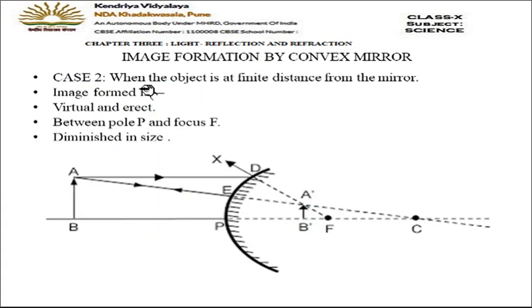Okay. Now let's move on to case number 2. Case number 2 is when the object is at finite distance from the mirror. Finite means the distance which can be measured. So in a convex mirror, only two cases are there. One, the object is at infinity, and the other one is when the object is at finite distance. Finite means measurable distance. So you can keep the object at C point, F point, between C and F, then between F and P, anywhere. Fine. So finite distance means measurable distance.